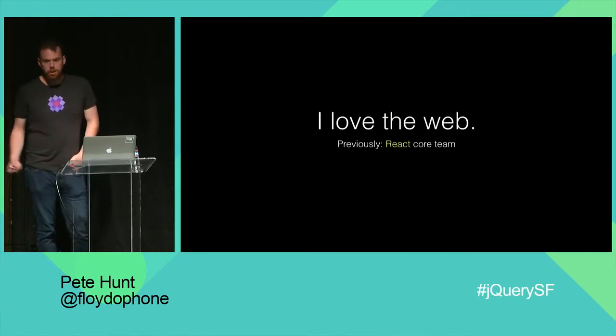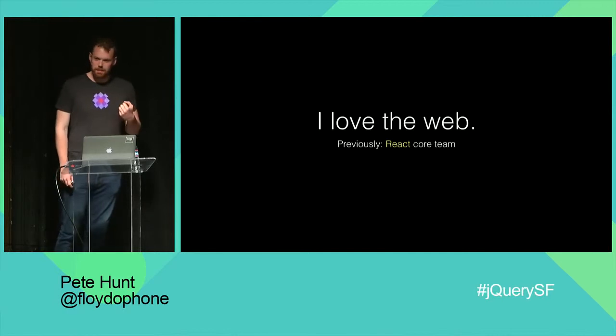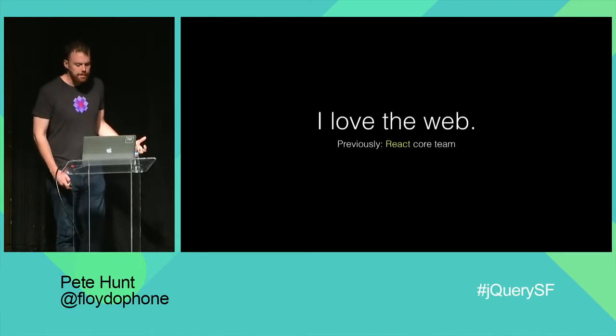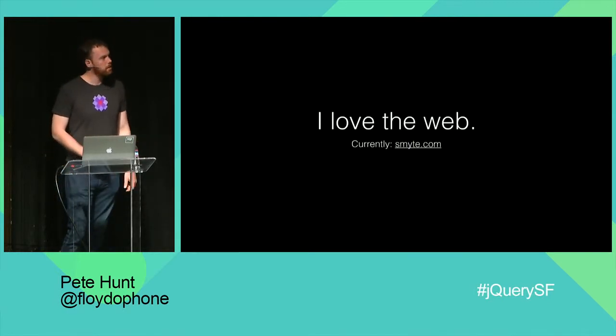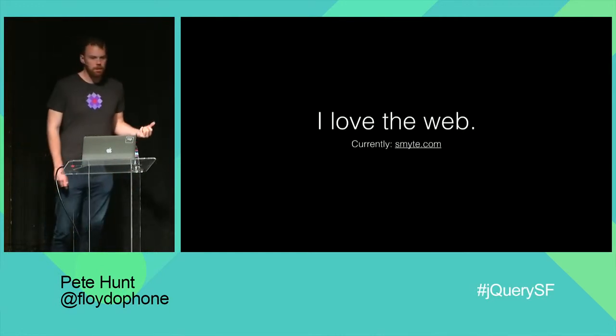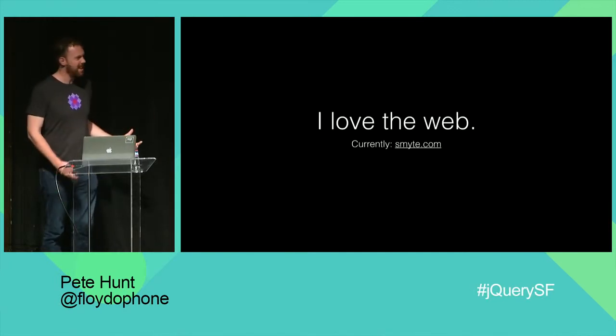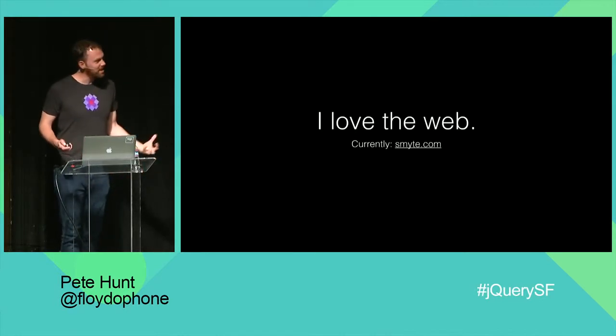And I was also on the React core team for a long time while I was at Facebook, which is the JavaScript library that Facebook uses to build pretty much everything these days. I left Facebook in September, and I started a company called Smite. We're a trust and safety as a service company. We actually were TechCrunched like 3 hours ago, so that's why I'm really tired. So it's a very exciting time for me.